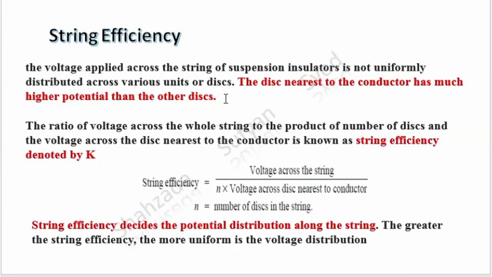The string efficiency is denoted by K, and mathematically it has this formula, where string efficiency is equal to voltage across the string divided by N into voltage across the disc nearest to the conductor, where N is the number of discs in the string. The string efficiency decides the potential distribution along the string. The greater the string efficiency, the more uniform is the voltage distribution.